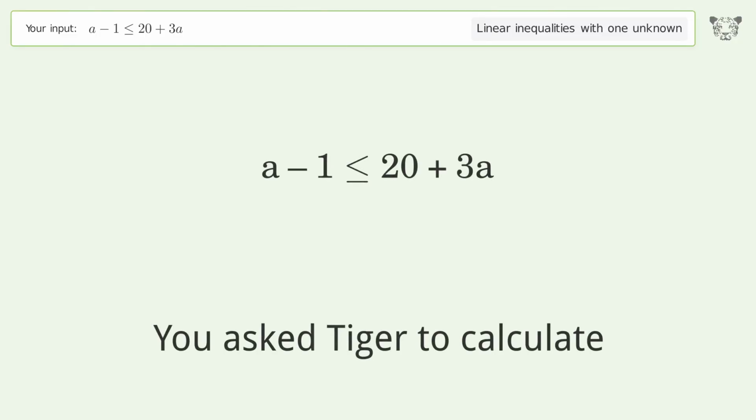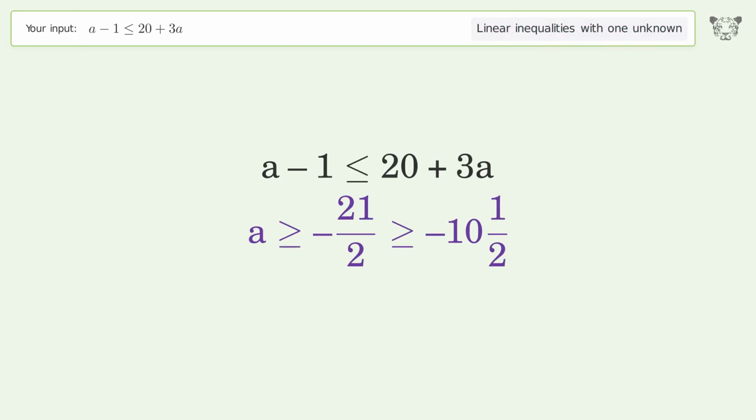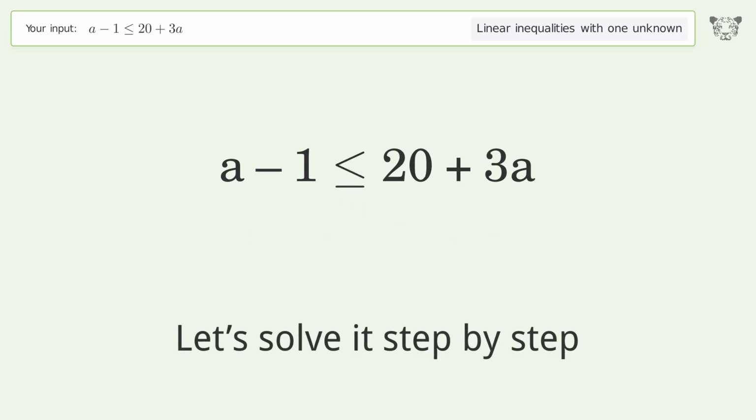You ask Tiger to calculate. This deals with linear inequalities with one unknown. The final result is a ≥ -21/2 ≥ -101/2. Let's solve it step by step.